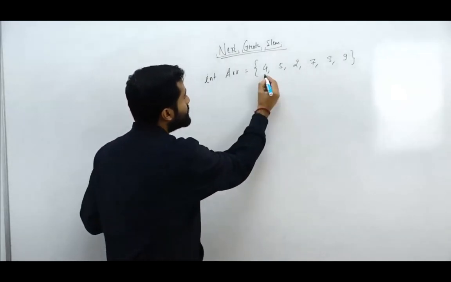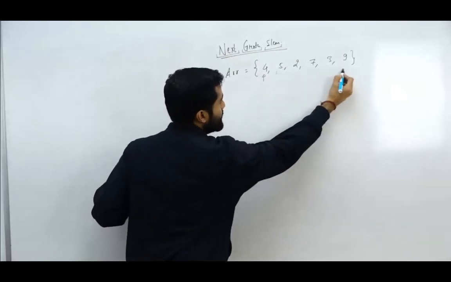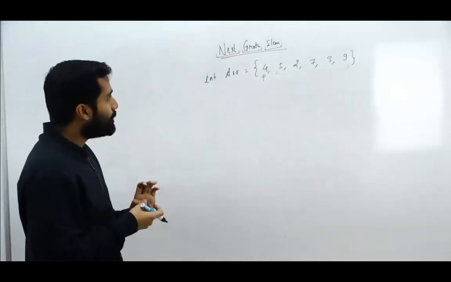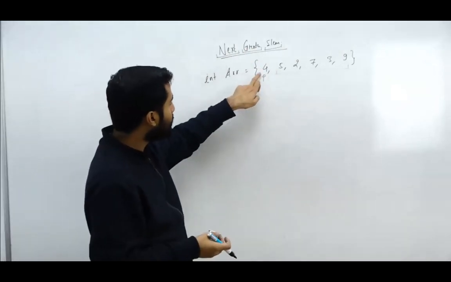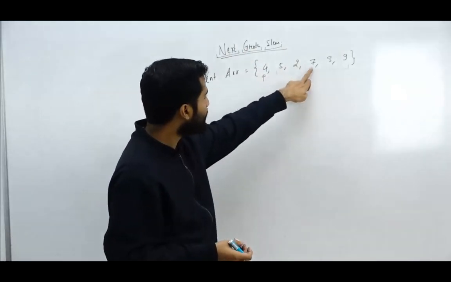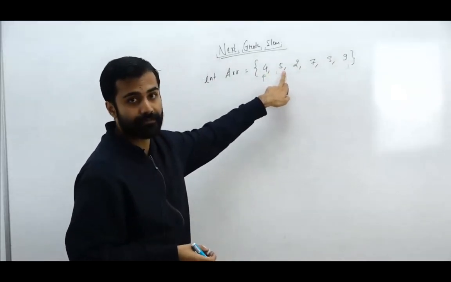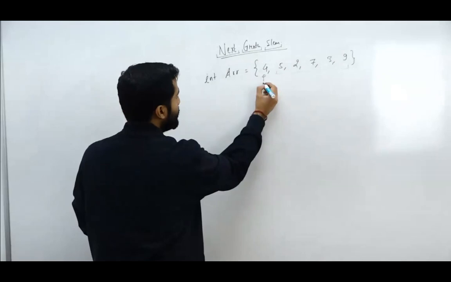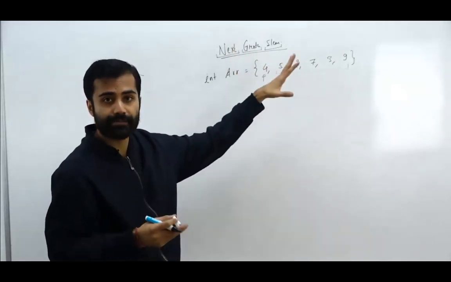So let's consider this 4. When you consider this 4, next means towards its right side. So towards its right side, there are many elements which are greater than 4. So greater than 4, you have 5, you have 7, you have 9. But the next greater of 4 will be 5 only. Why? Because that is the closest one towards its right, which is greater.